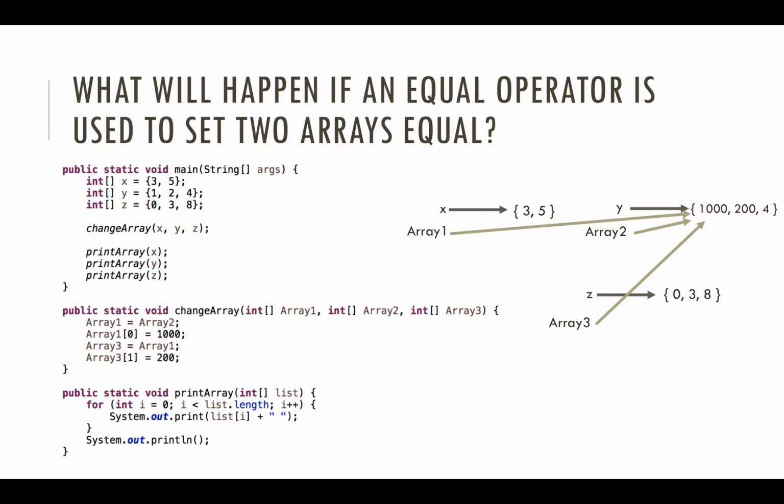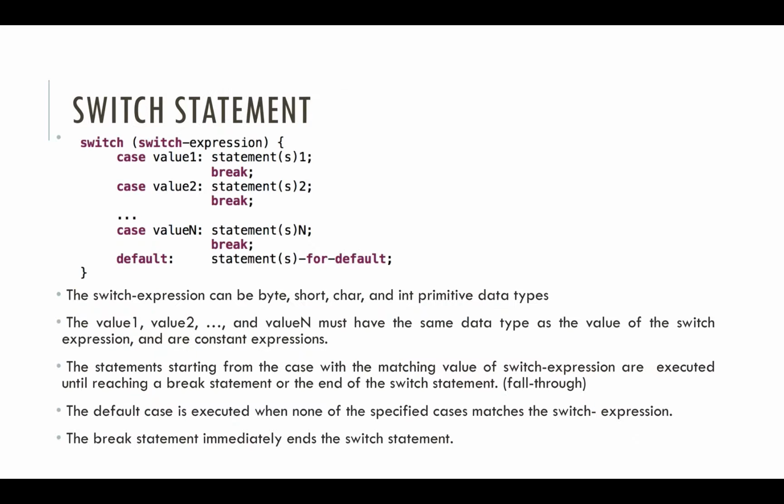When we go back to the main method and use the print array method to print out each element in the specified array, we are looking at the original black arrows where array x, y, and z are pointing to. So we have the output of array x, y, and z, and we can see that the changes we make inside the method still exist in the main method.